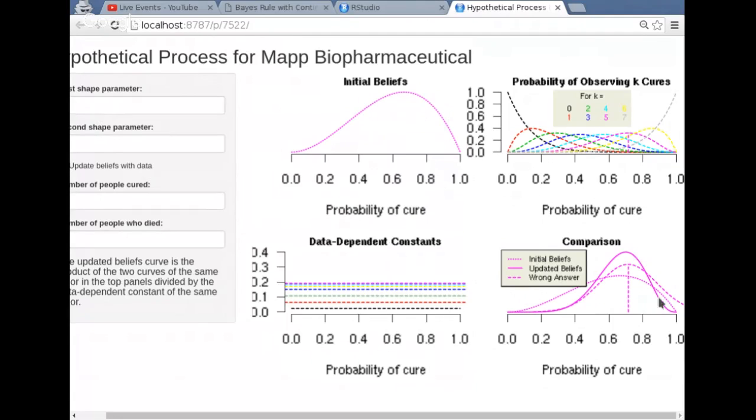You need a whole posterior distribution or some summary of a whole posterior distribution, like a mean or a median. You can do the variance, whatever. It's got to be a function of the whole posterior distribution, because the whole posterior distribution tells you information about your beliefs about this cure probability.